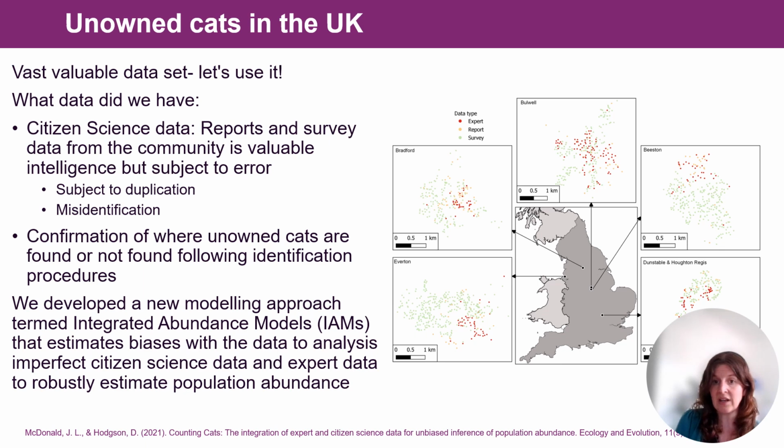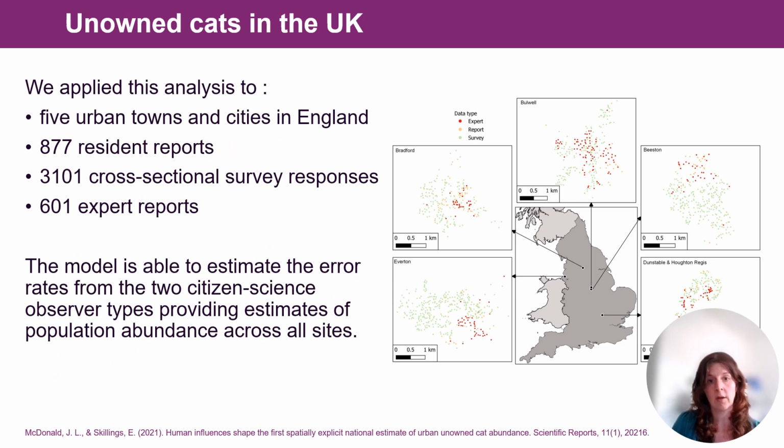So I created a modeling approach that does just that, called an integrated abundance model. So in short, you input the data from the residents and the data from the experts, and it can account for the biases that we've just discussed to provide a more reliable estimate of unowned cat numbers.